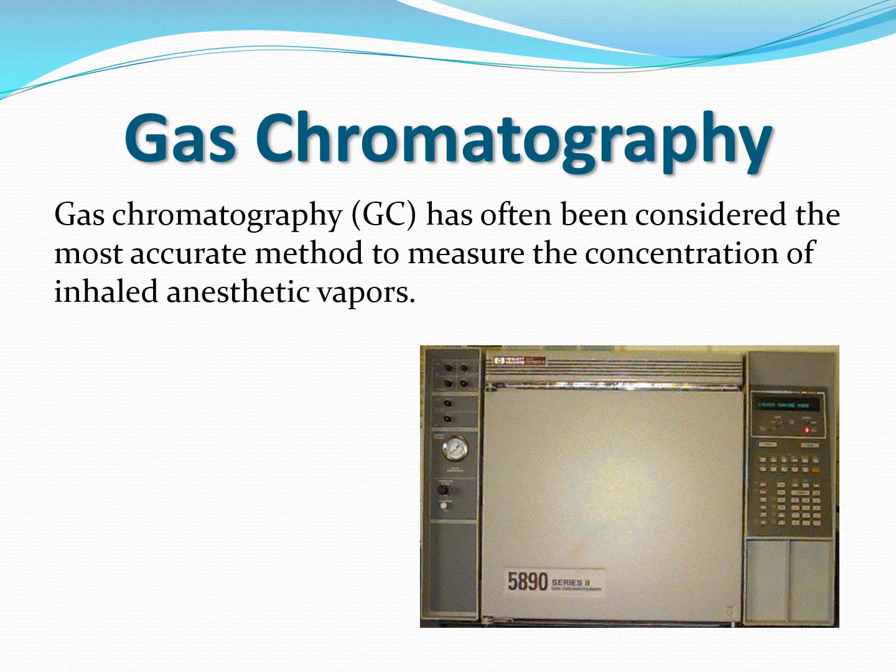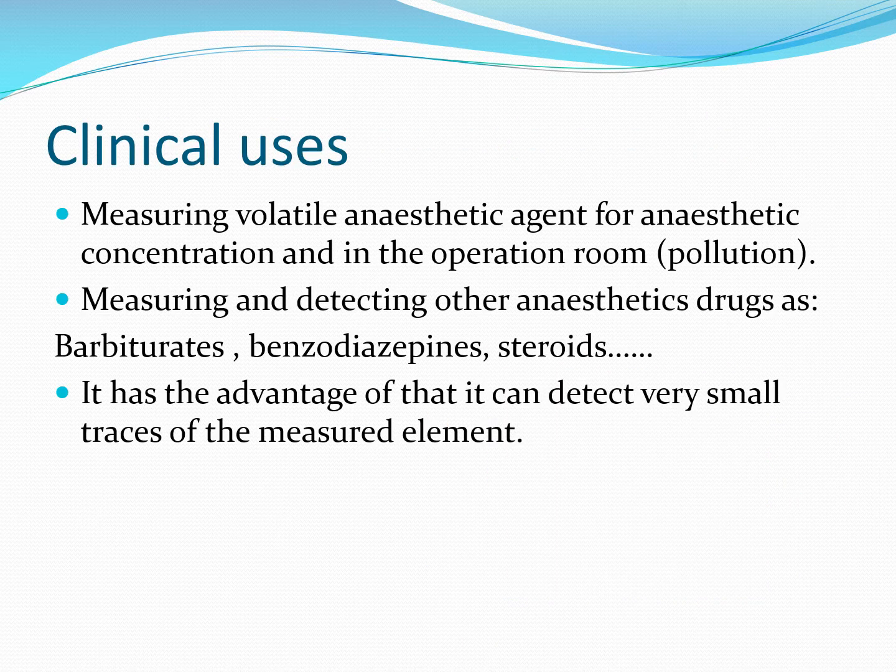What is gas chromatography? Gas chromatography is an apparatus that has been considered the most accurate method to measure the concentration of inhaled anesthetic vapors. What is its clinical use? We use it to measure the volatile anesthetic agent for anesthetic concentration and in the operation room to detect the percent of pollution. Also, we can use it to detect other anesthetic drugs such as barbiturate, benzodiazepine, steroids, etc. It has the advantage that it can detect very small trace elements of this substance.